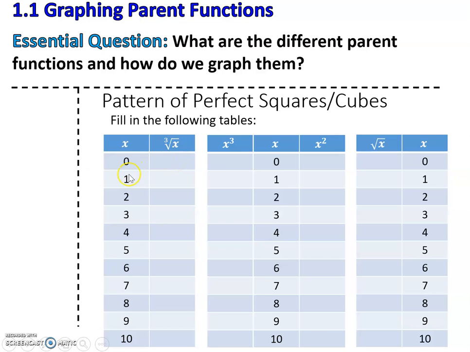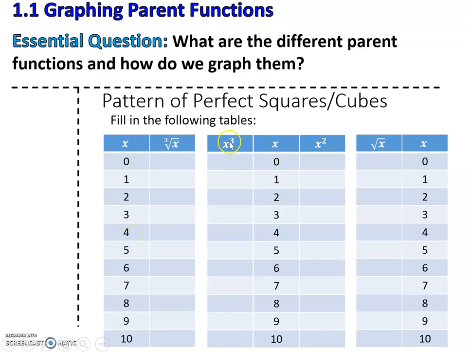So the cube root of 0 would be 0. The cube root of 1 would be 1. Why? Because 1 times 1 times 1 is still 1, right? So the cube root of 1 is 1. And go ahead, you can use a calculator for these ones as well. So what's the cube root of 2 and 3 and 4 and so on.